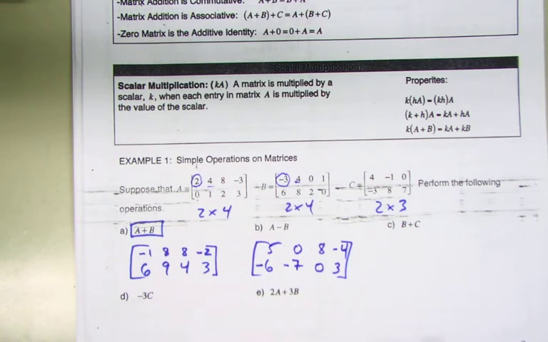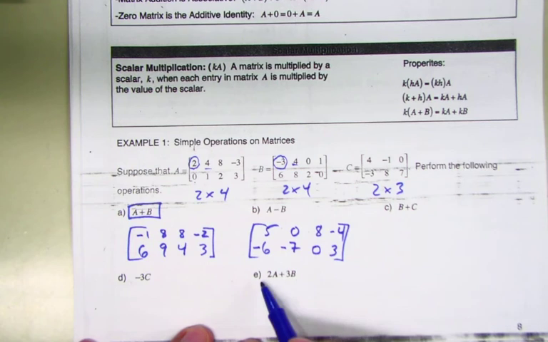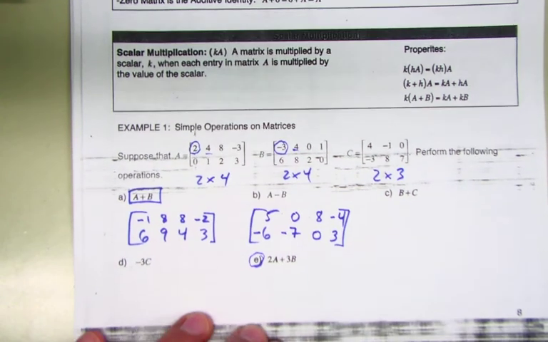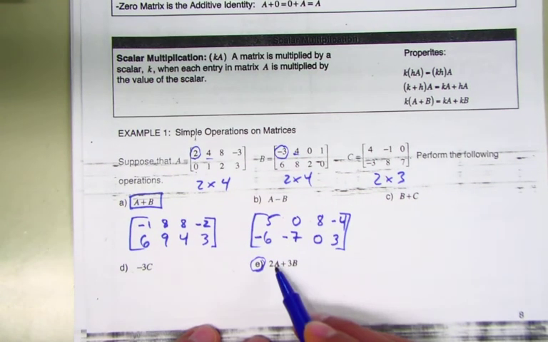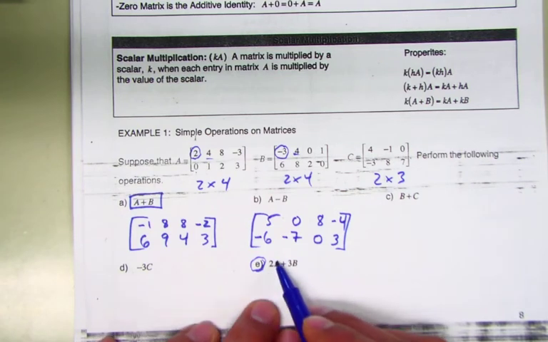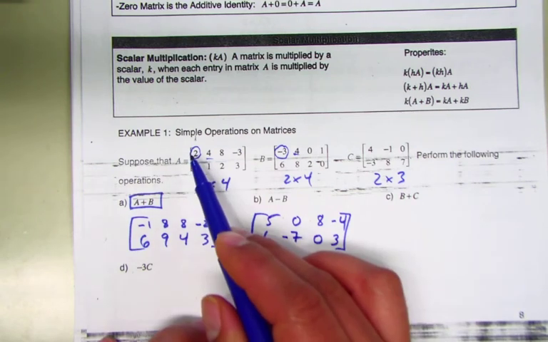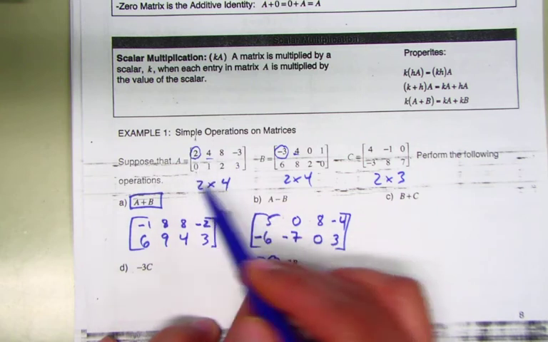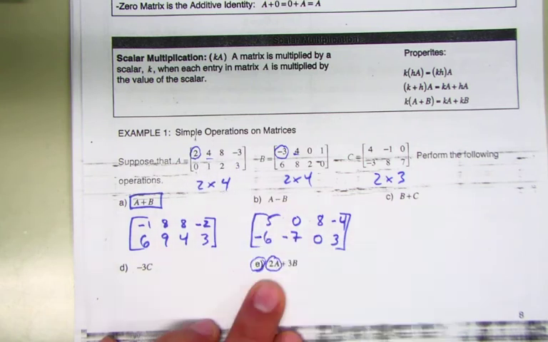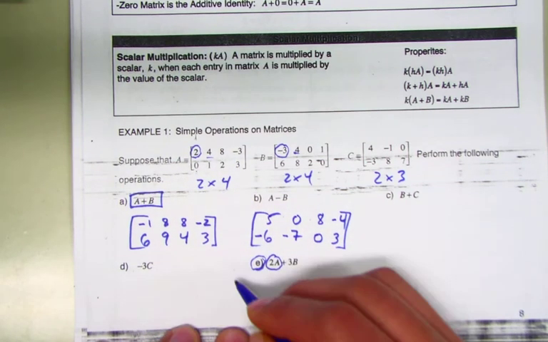Okay. Now, let's just talk about this one real quick. You'll notice that in front of the A and in front of the B, there's a number. We call that a scalar. But if I asked you, what is double A going to be? Looking at A, what would you do? Just multiply everything by 2. That's what that means. Okay? So it would look like this.